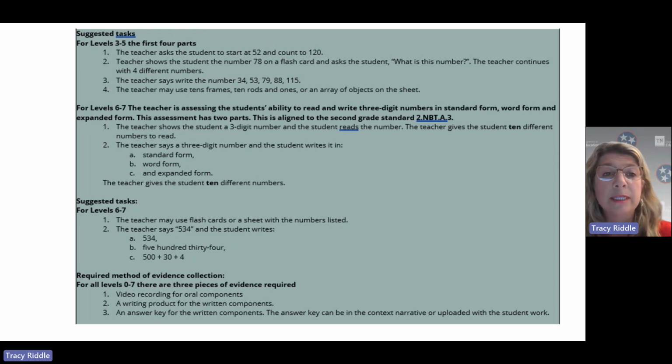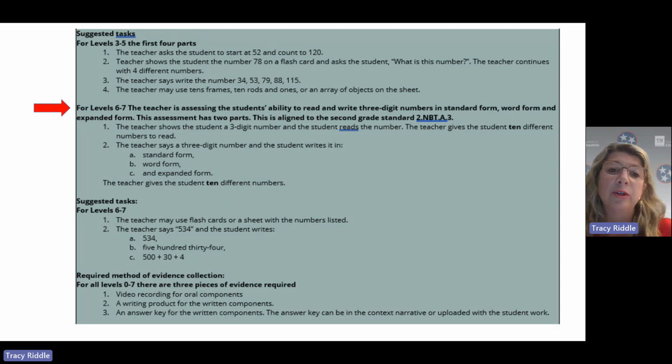The fourth part, when students are counting objects and writing the number on the sheet, that would be a student writing product. And then the fifth one is where students start at 20 and count backward to 0. That will be a video. After students have mastered the first grade standard, the teachers can move into assessing the second grade standard.